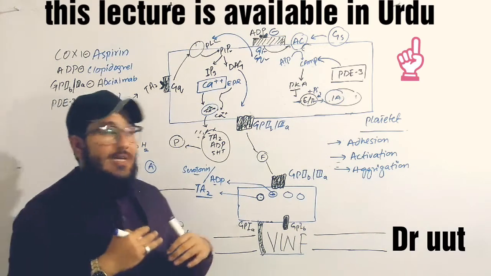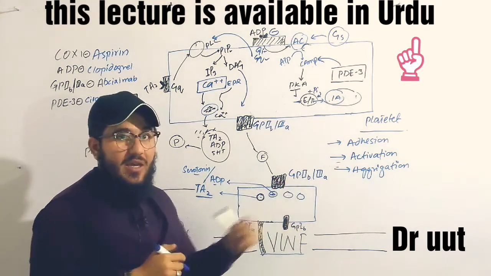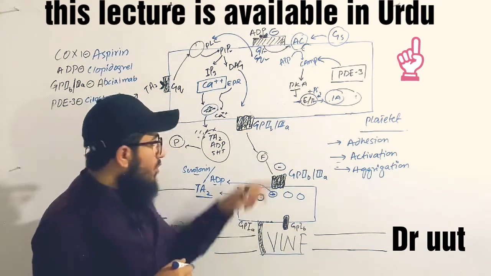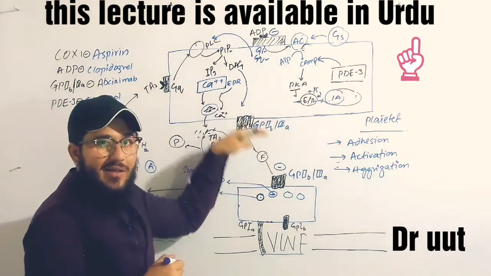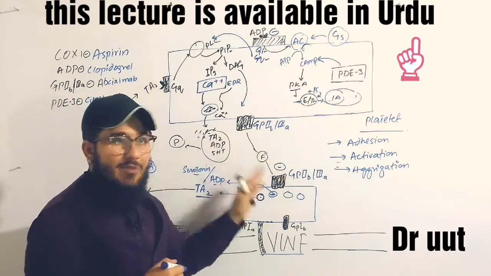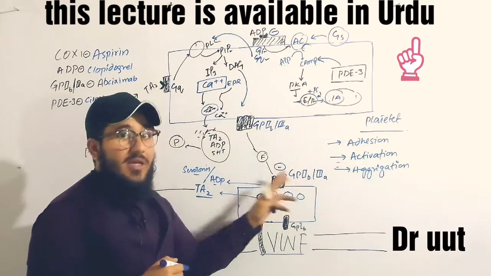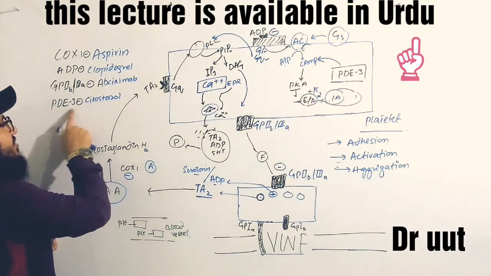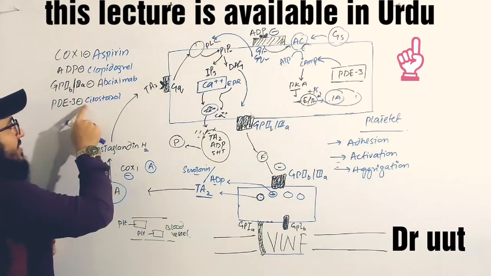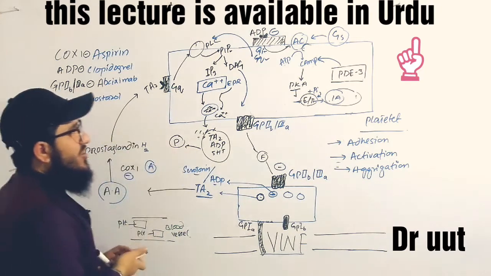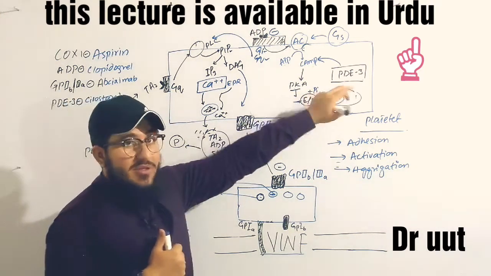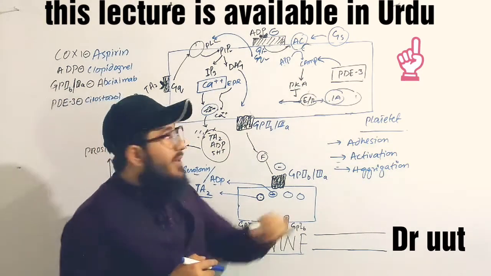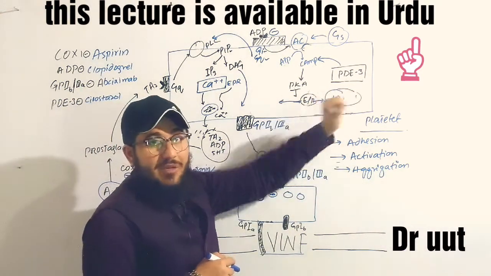When we give the inhibitors of the GP2B3A, so when we inhibit this receptor, what will happen? No fibrinogen, no platelet aggregation. So like this, we can inhibit the aggregation by means of blocking this receptor directly also. And coming to the next one, that is the phosphodiesterase type 3 inhibitors like cilostazol and etc. Now, what is the mechanism of action of phosphodiesterase inhibitors?